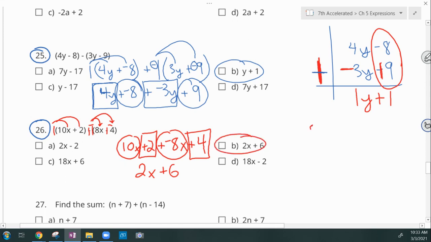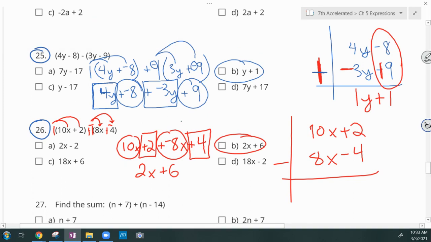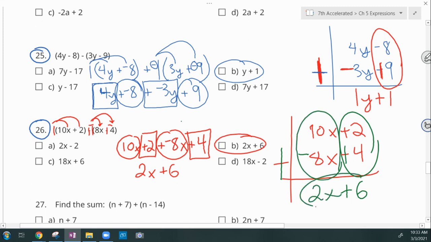Now, vertically, 10x plus 2 minus 8x minus 4. I like to put the minus there so I remember to distribute. I'm going to change my color so you can see what I'm doing here. I'm going to change that to addition, so I have to change both of those to their opposites. This gives me plus 6, a simpler way to say plus 2 plus 4. And if we do 10x minus 8x, we get 2x. There you go.